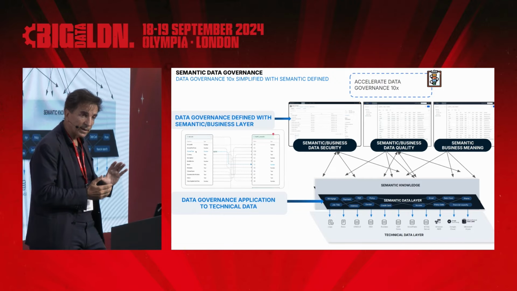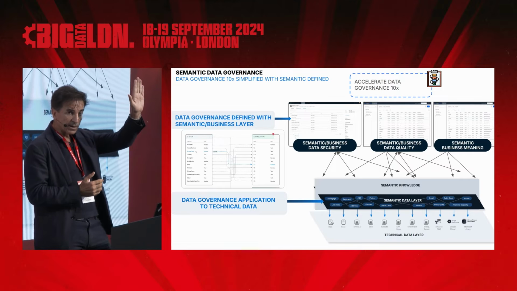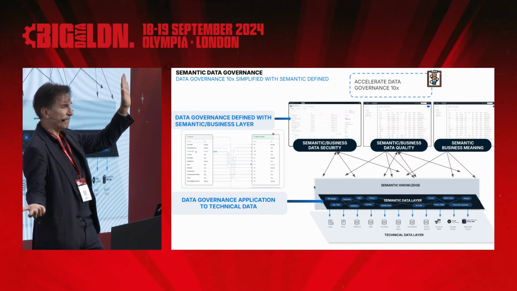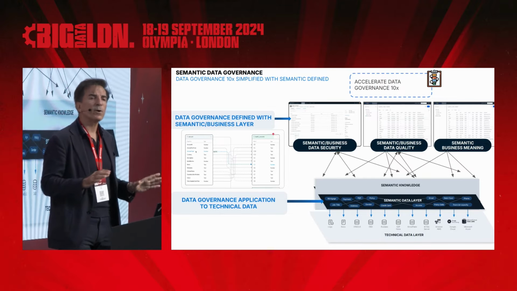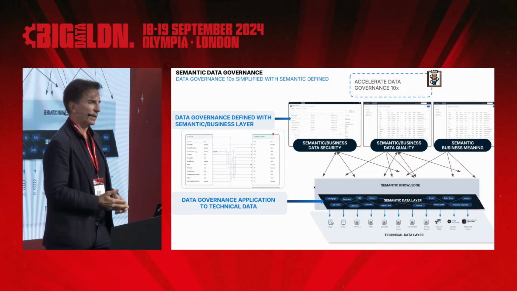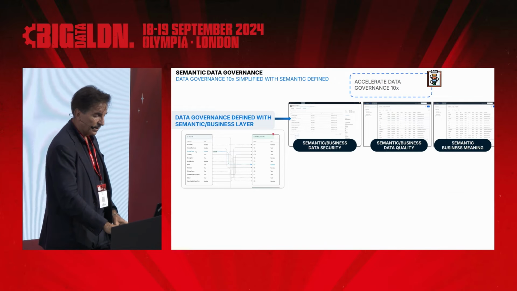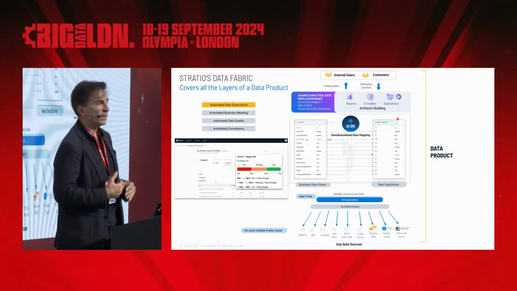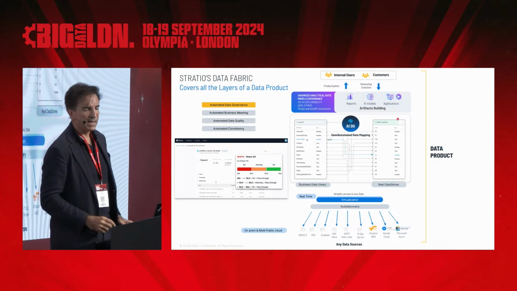So with the semantic data governance, you define quality, security, and meaning at the business layer, and you propagate the data governance to all the technical data. We are simplifying and accelerating 10x minimum in all our customers. So this is the way to go for data governance: semantic data governance, business definition. Without a semantic layer, it is impossible to do this. So the data fabric with the semantic layer is the edge, the key to really help to manage data.